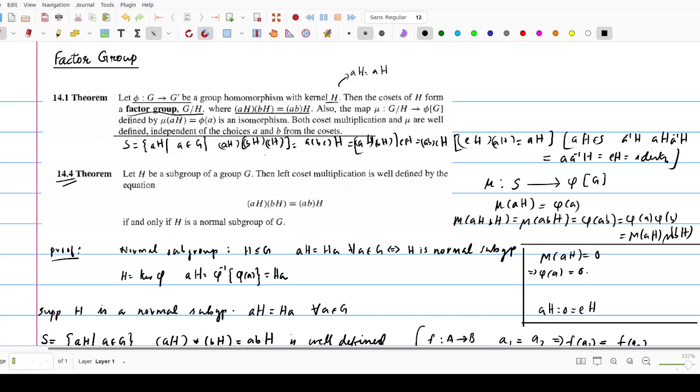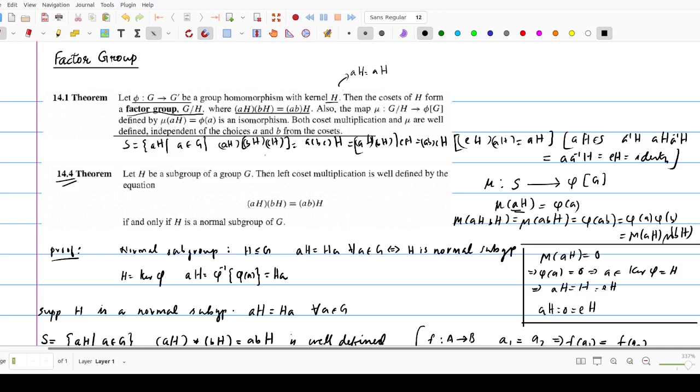So phi of a equal to 0 means a is a member of the kernel of phi, and the kernel of phi is defined to be H. Obviously, if you take an element a from H, then aH, the coset containing a, is the same as H. So whenever mu of aH equals 0, then we get aH is equal to H itself. So this is a one-one function, and obviously for every element phi of a in phi of G, we can get an element a from G, and using that a we can define this coset aH. So for any phi of a, there is aH. So this mu is also an isomorphism.